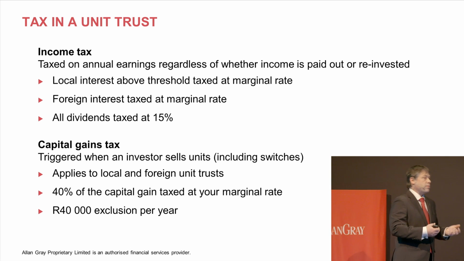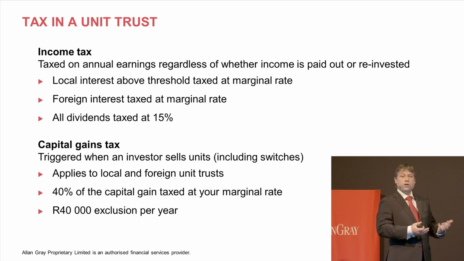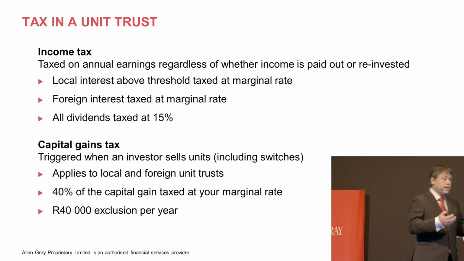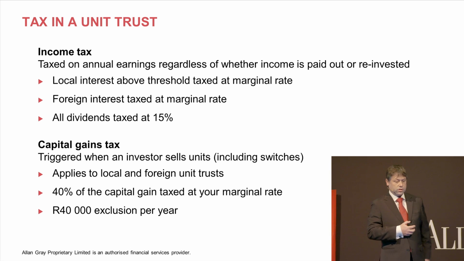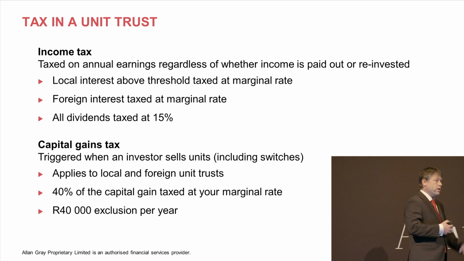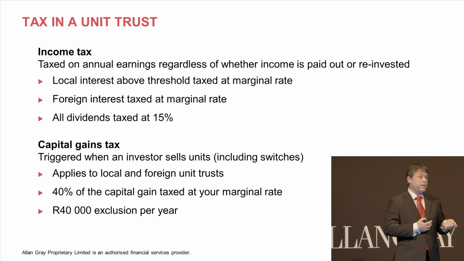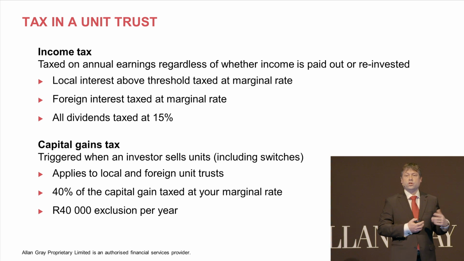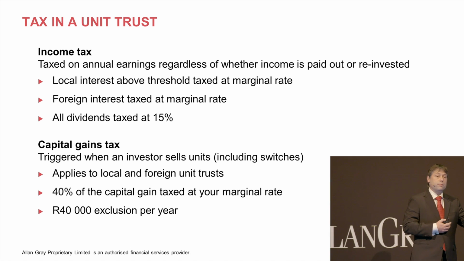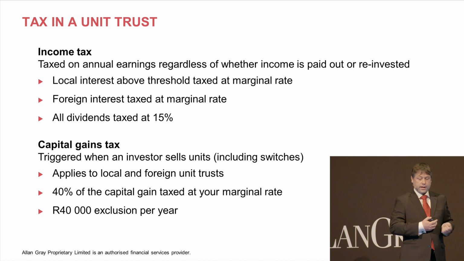Income tax is basically any income you earn from that investment is added to your other income that you might be earning, and you pay tax on that at your marginal rate. Just some important nuances. If there's interest income, then there's a threshold, there's an exemption, and so the first amount is not taxed. But any interest income over that point is taxed.